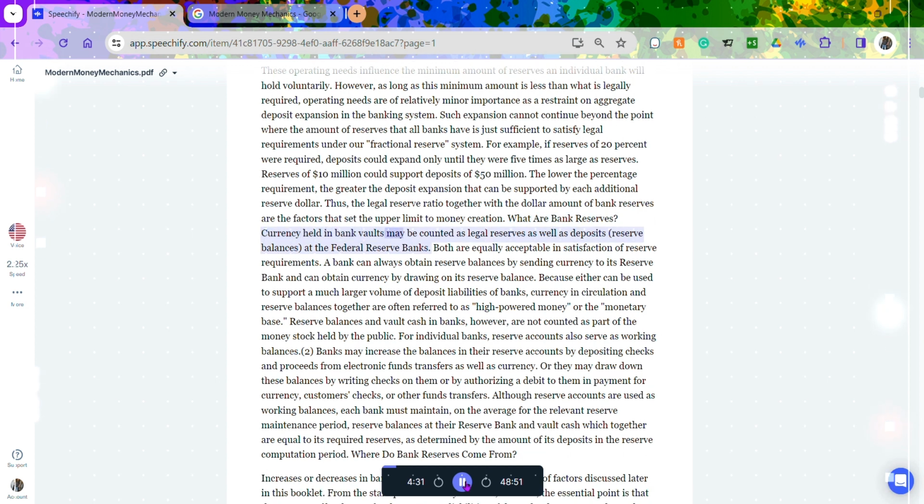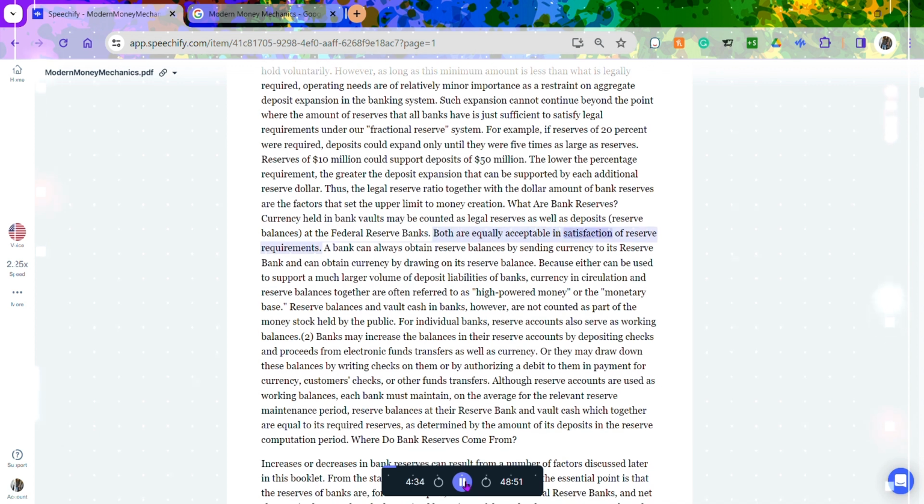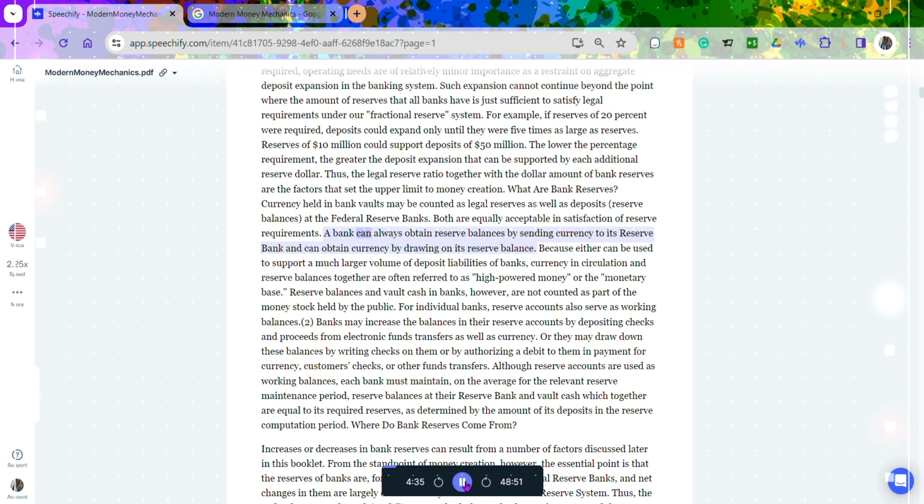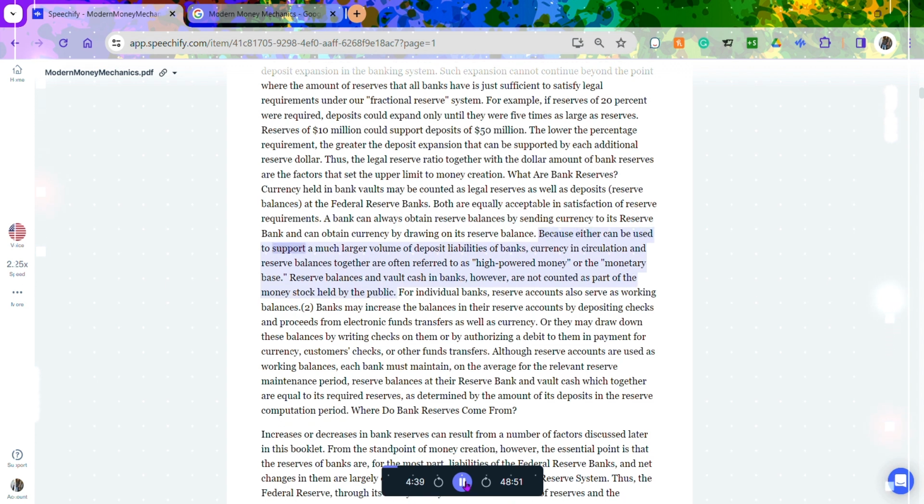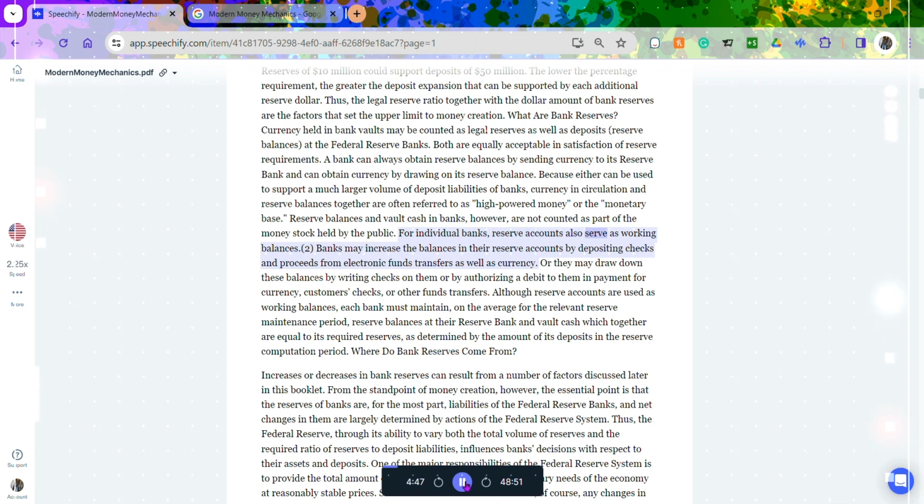Currency held in bank vaults may be counted as legal reserves as well as deposits, reserve balances, at the Federal Reserve banks. Both are equally acceptable in satisfaction of reserve requirements. A bank can always obtain reserve balances by sending currency to its reserve bank and can obtain currency by drawing on its reserve balance. Because either can be used to support a much larger volume of deposit liabilities of banks, currency in circulation and reserve balances together are often referred to as high-powered money or the monetary base. Reserve balances and vault cash in banks, however, are not counted as part of the money stock held by the public. For individual banks, reserve accounts also serve as working balances.